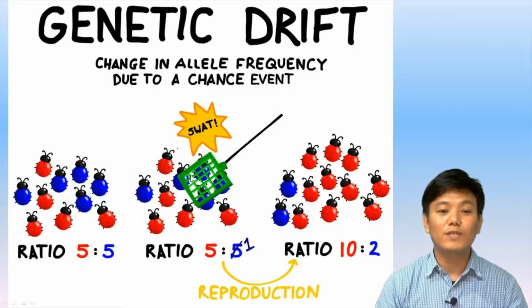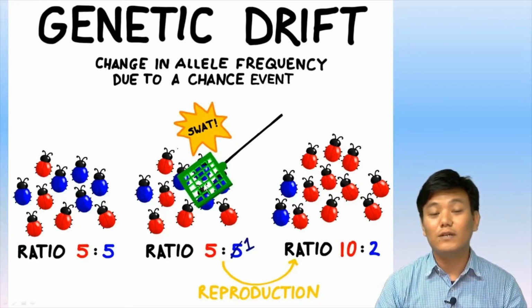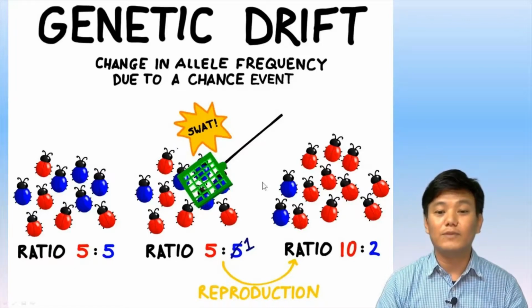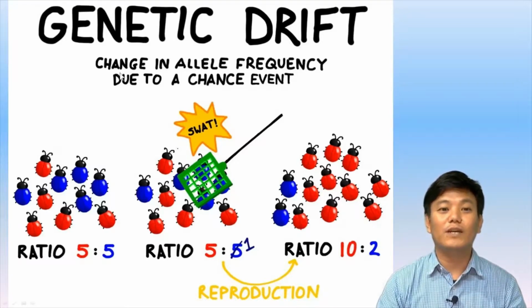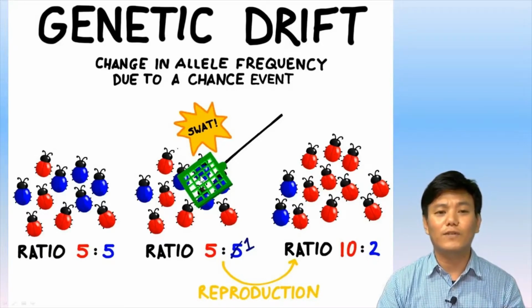So if you see, those 3 or 4 blue beetles are killed, and because of that, what will happen later on? The red population will increase in number, right? The red population will increase and the blue population will remain low. So this is due to genetic drift, right? A change in allelic frequency due to a chance event. So chance event can be anything, a forest fire, right, or any natural catastrophe, right?